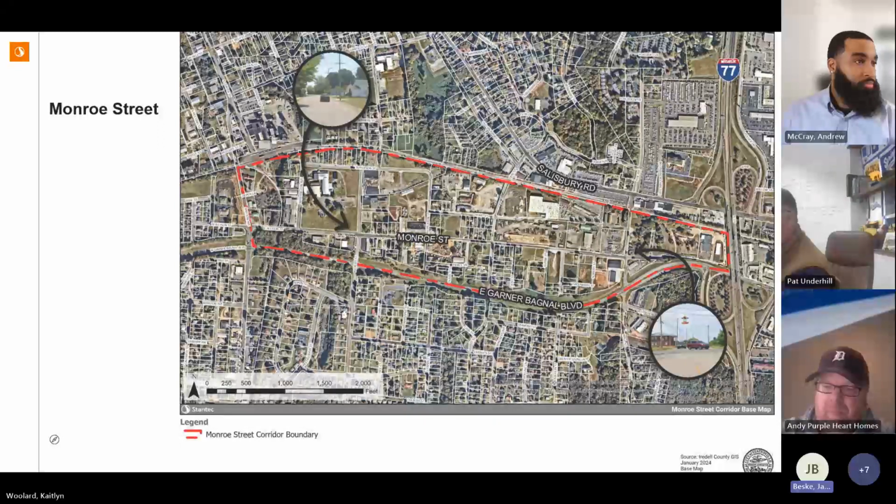But again, it's auto-oriented, industrial. You can see all the parcels for the single family homes, the large parcels for the industrial. So it's a tricky area, but we say that there's some good, I guess, bones in place to build on.